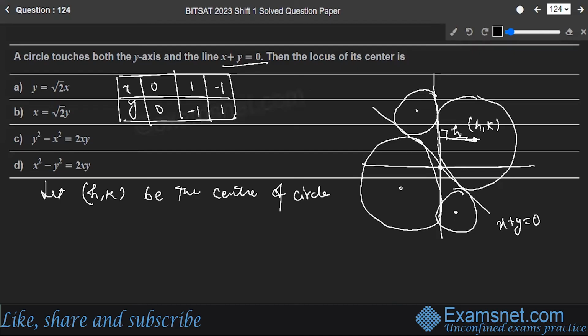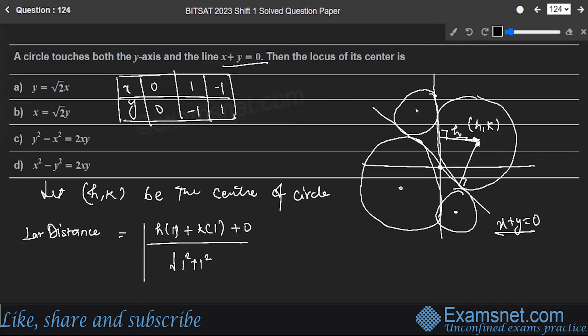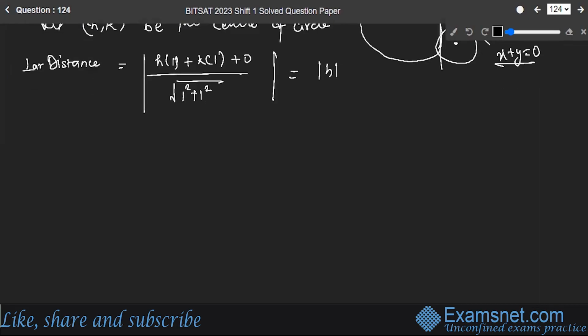And if I drop a perpendicular from the center to this line, the perpendicular distance will be given by the modulus of h into 1 plus k into 1 plus 0 divided by the root of 1 square plus 1 square. This is equal to the mod of h. So you have h plus k upon root 2 modulus is equal to modulus of h, squaring both sides.